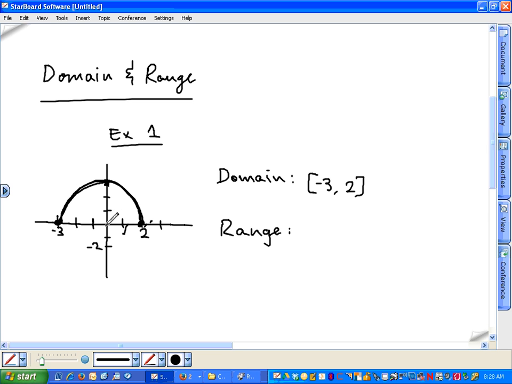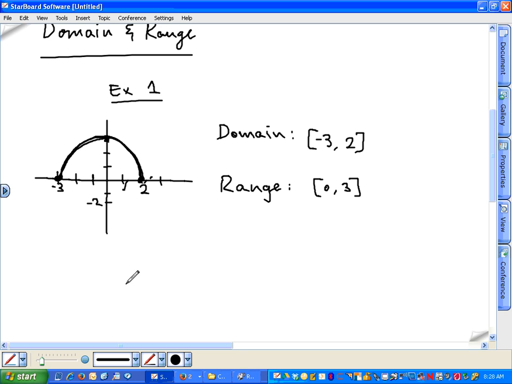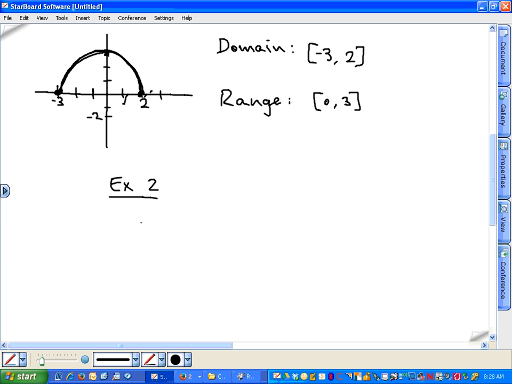And every number between 0 and what? Every number between 0 and 3, including both of those. Let's try another one. In an interval, the smallest number always has to come first. The largest number has to come last. That's a good question. Let's try example 2. Draw this graph.